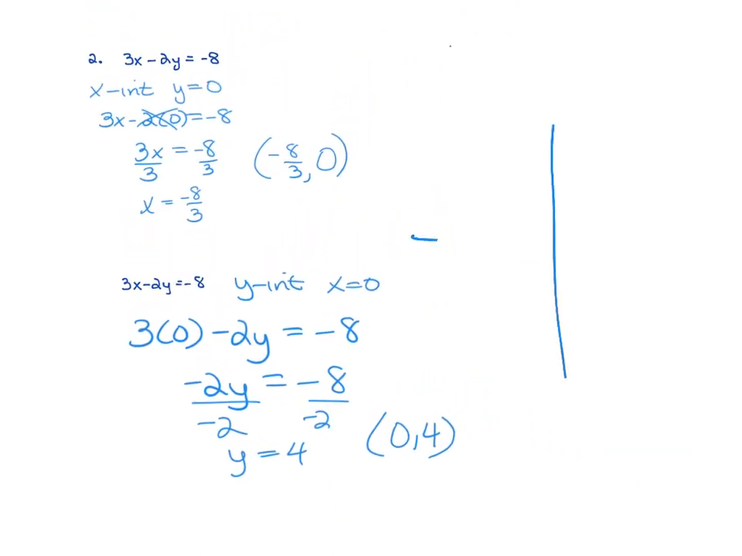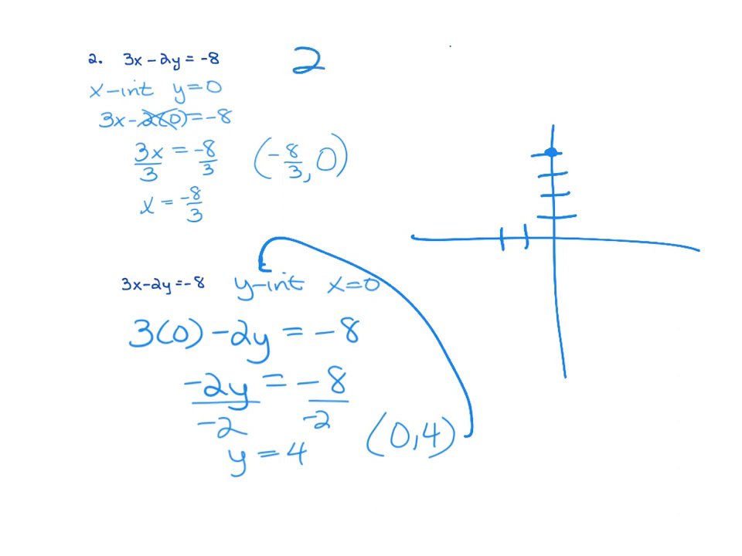Now, just like you asked, let's say I wanted to graph this thing. I could go ahead and on my y-axis, 1, 2, 3, 4, put that point there. And then on my x-axis, negative 8 over 3 is like 2 2/3. So what I do is come over here, about 2 2/3 negative, and then connect the points. Good? So that's another technique you can use. Is that easier or harder than the other? It all depends on what you're given.